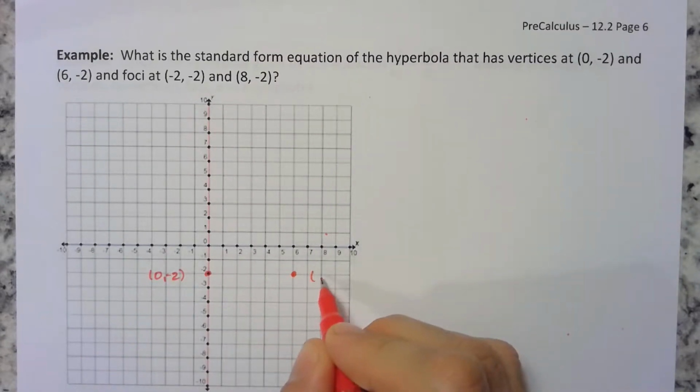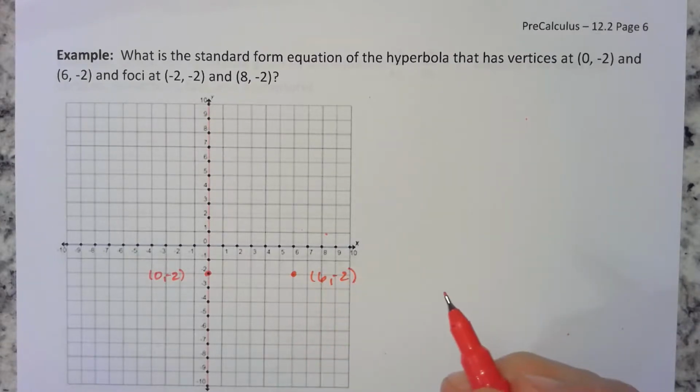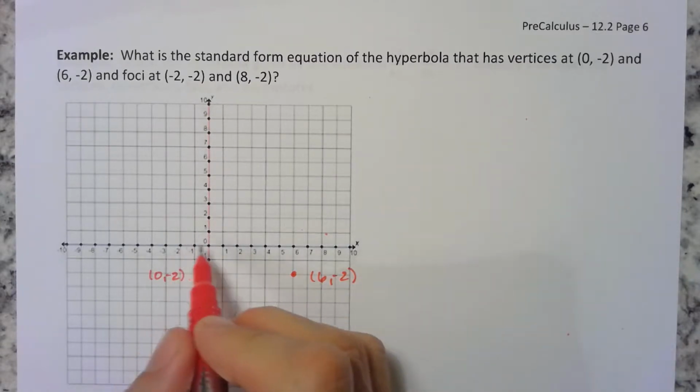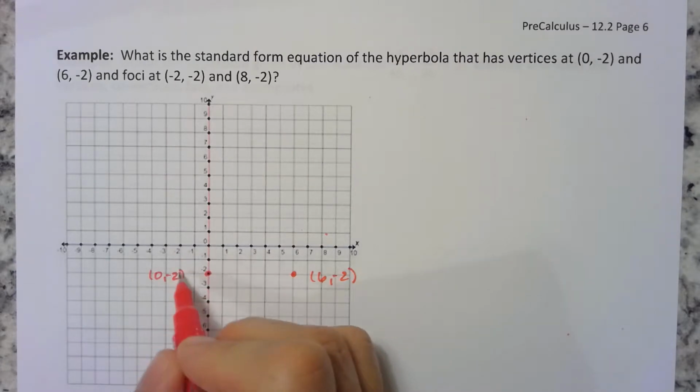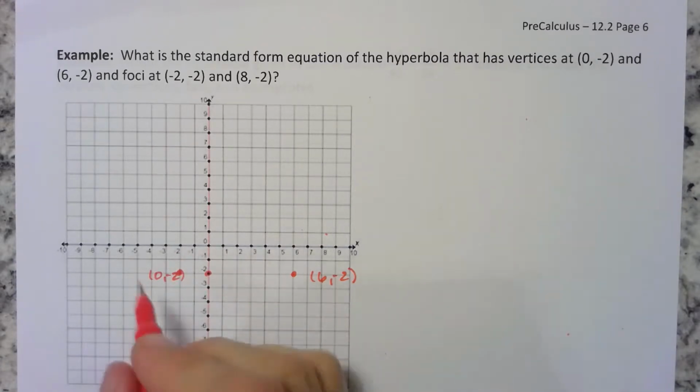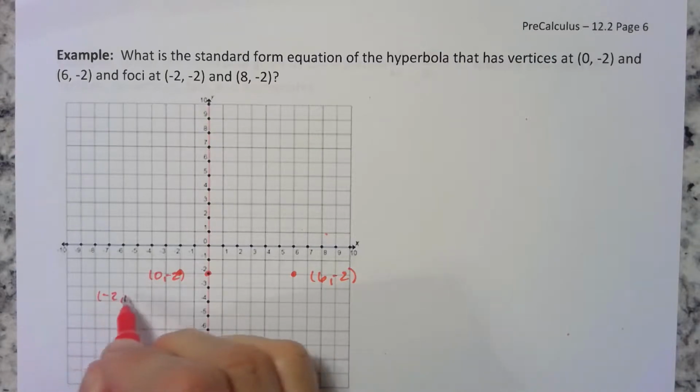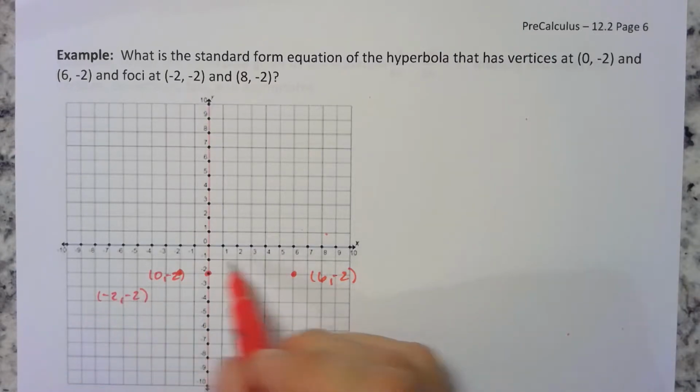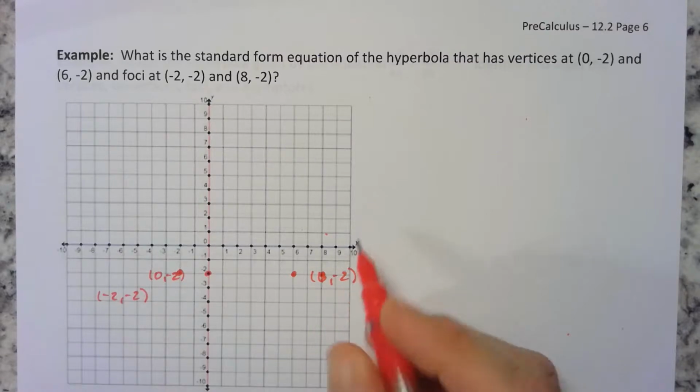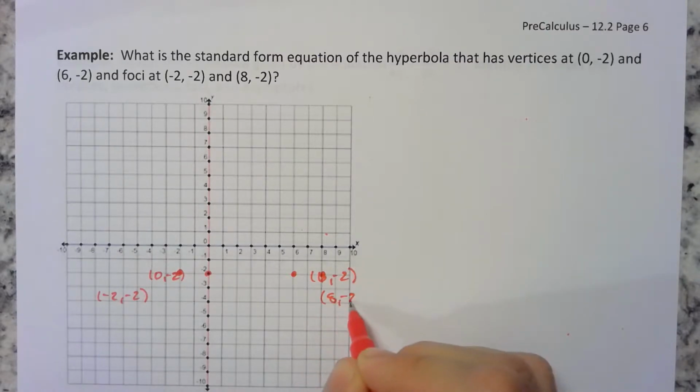This one is, what did I say? (6, -2). And then the foci are at (-2, -2). That was nice, wasn't it? Should have thought that before I wrote it down. So that's going to be (-2, -2), and also (8, -2). Did it on both sides.